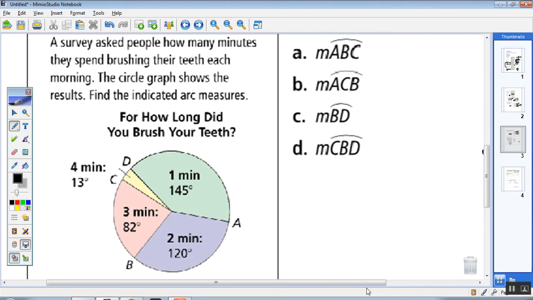All right, here we go. It wants us to find the measure of arc ABC. That's pretty easy, isn't it, kids? What plus what? 120 plus what? Which is 202 degrees. Okay, you guys are on your own, so BC, and D. Go ahead.